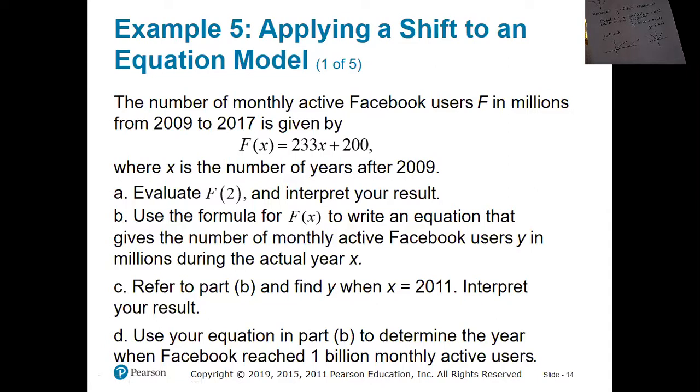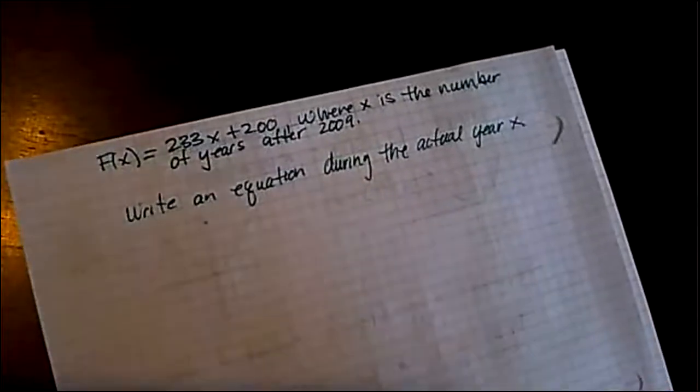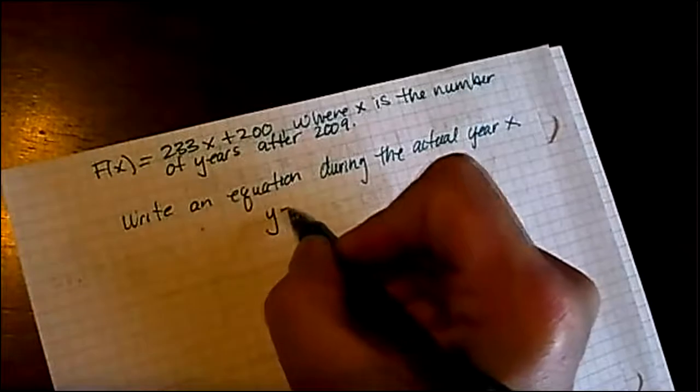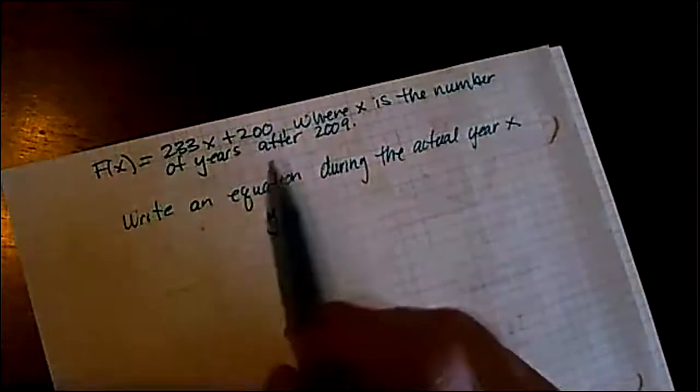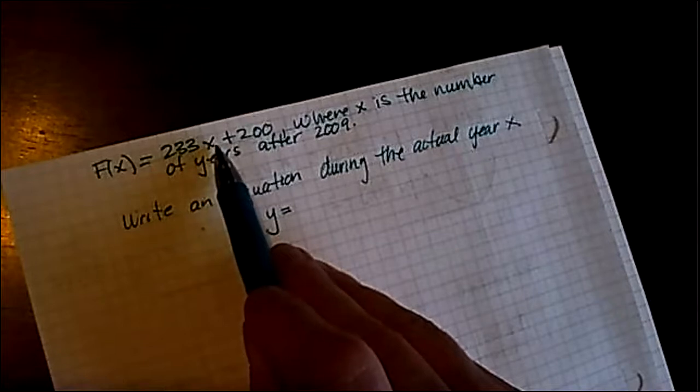And it wants to know where x is the number of years after 2009. So I want you to write an equation model for the years after 2009. So if I just put some quick notes down here, where x is the number of years after 2009, write an equation during the actual year x. So instead, put it in terms of y equals. So all we're doing is we're going to do this shift for the years after 2009.